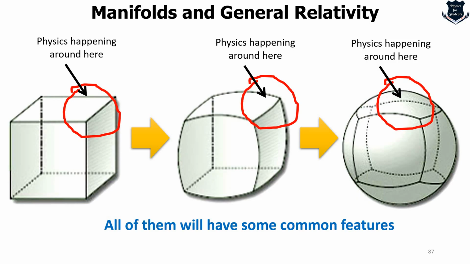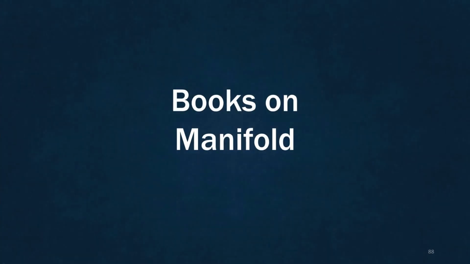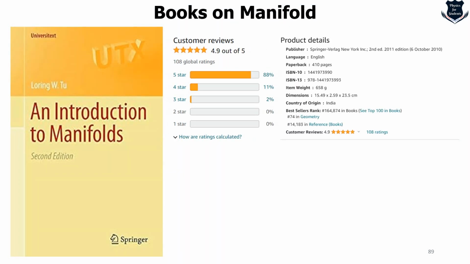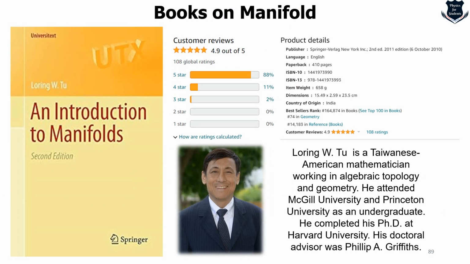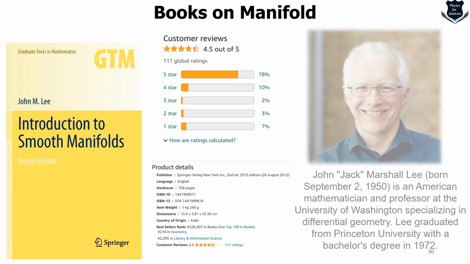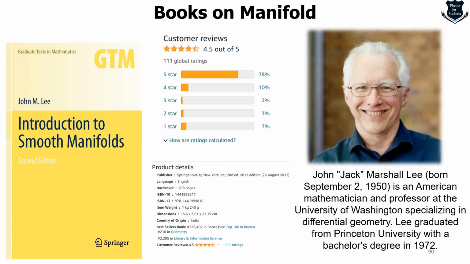The question is: what are the best books on manifolds? I will come to the differential geometry part. The first one is Loring W. Tu's Introduction to Manifolds. This is a great book. For beginners, I would say this is excellent. You can go through it. And the next one is Introduction to Smooth Manifolds. This is also a great book by the famous John M. Lee. Nothing more to tell about this. This is an absolutely excellent book to learn about manifolds.